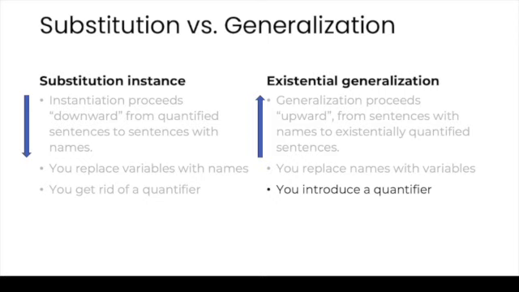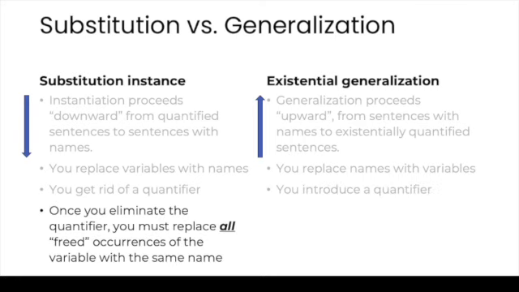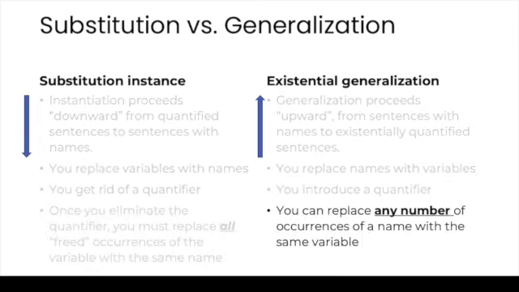Here, the quantifier has to be existential, but there's also a pure notion of generalization that can happen with either quantifier. After all, these are purely syntactic notions. And this is important: when you're doing a substitution instance, as when you apply universal elimination, once you eliminate the quantifier, you must replace all freed occurrences of the variable with the same name. However, with existential generalization, you can replace any number of occurrences of a name with a variable. You don't have to replace them all.